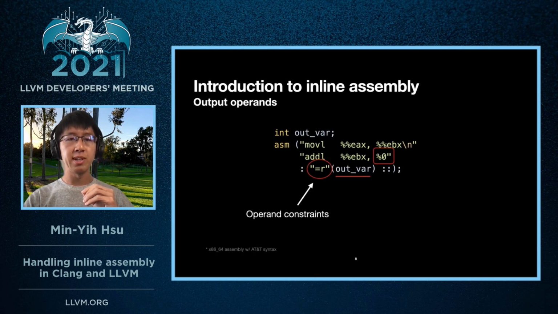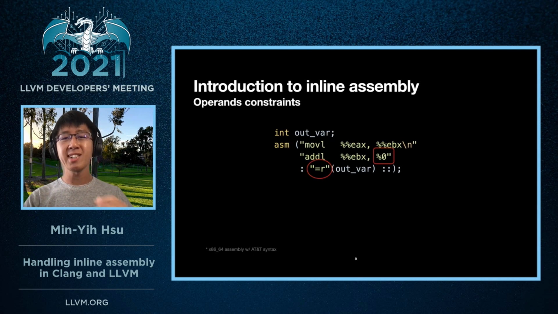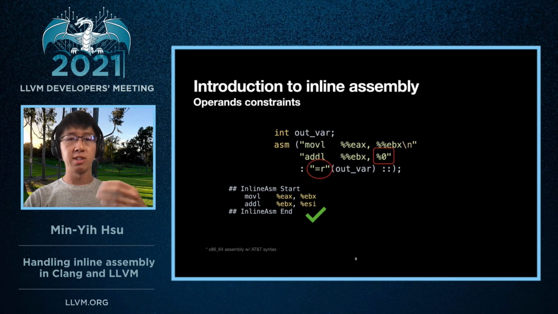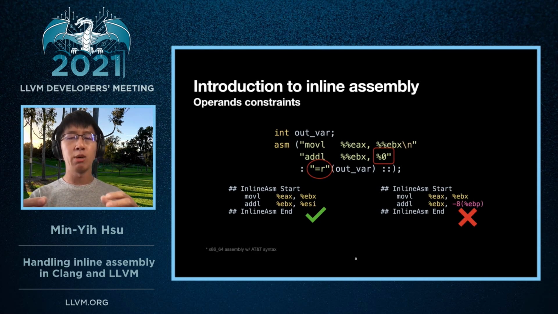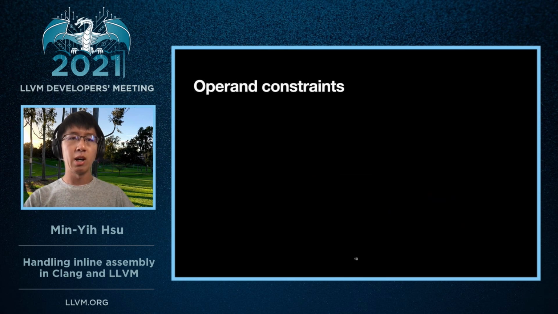Another thing we notice here is the =r string, which is the operand constraint. An operand constraint is a way to tell the compiler what kinds of operands the placeholder may eventually be replaced with. For example, here, r means register. That means when the compiler is trying to figure out what resource to use for this operand, a register is allowed. So in this case, ESI is legal. But the compiler is not allowed to allocate a memory operand, as shown here, EBP-8, to replace the %0 placeholder.